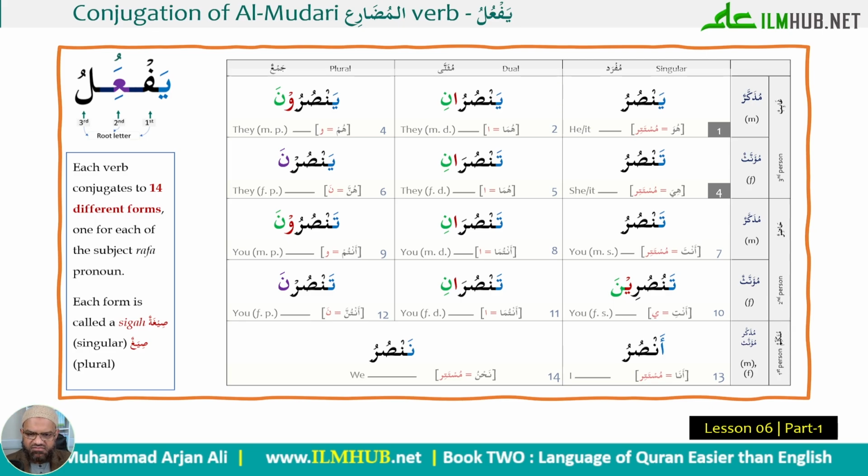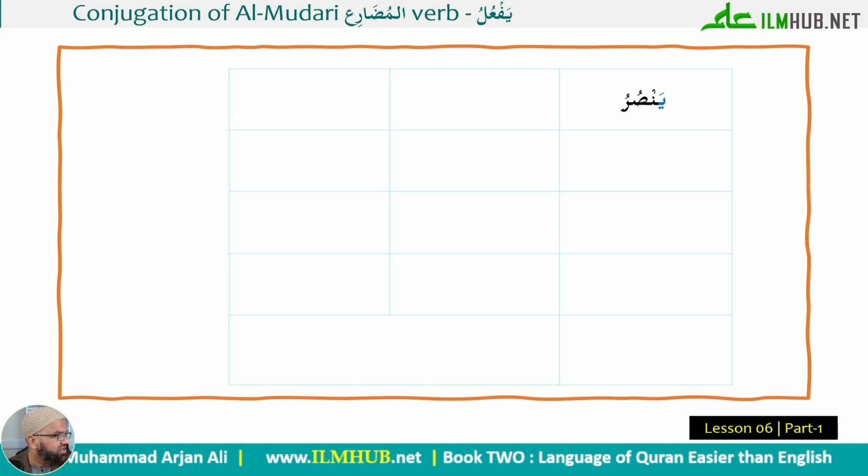All of them really no different from yadhhabu, no difference from yadribu, except for the middle root letter taking a dhamma or pesh. Dhamma or pesh, whichever one you've learnt. So you can see the scale here. Let's go through it one more time slowly, inshallah ta'ala. So you have yansuru, huwa yansuru. So it is on the scale of yaf'ulu, yaf'ulu.